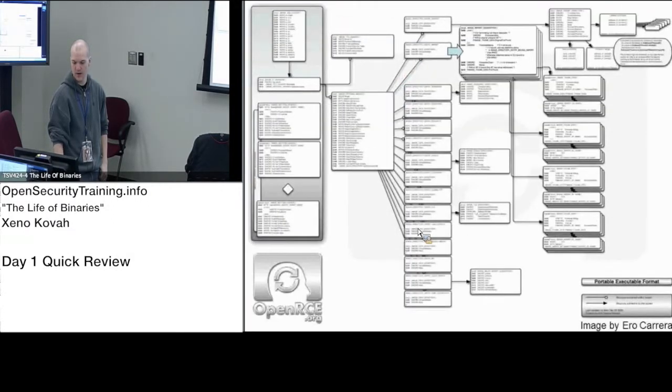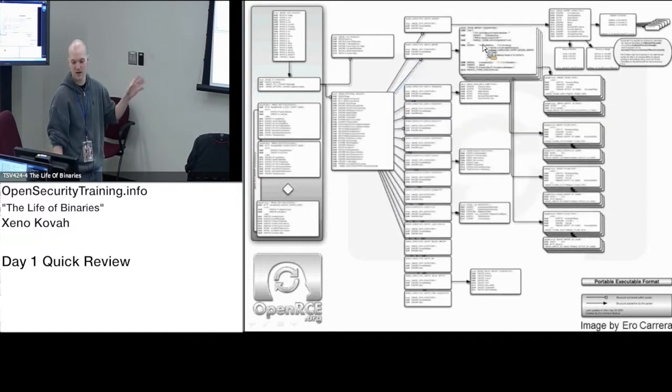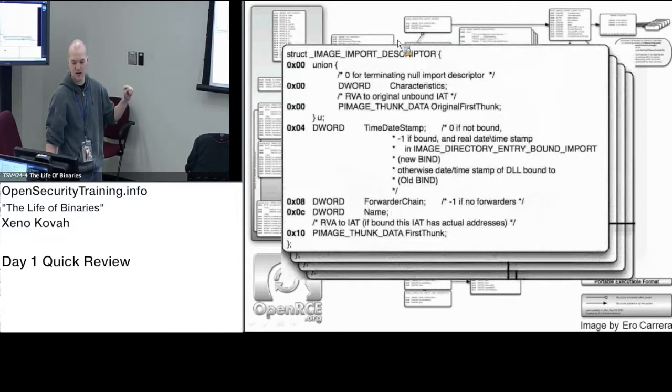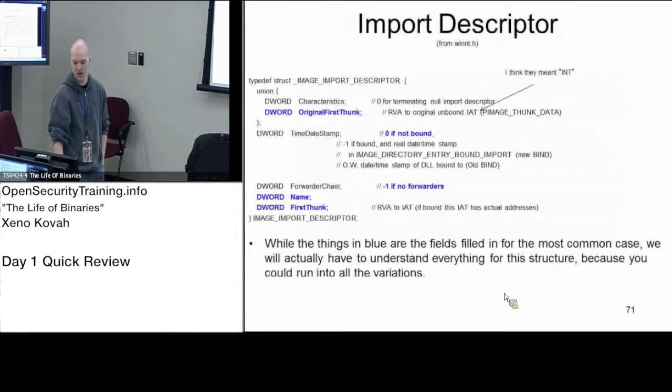All right, sections can be named whatever. Then we went deep into imports, but the important thing is that the main import information starts at the import directory entry, which is index 1. That data directory entry points at an array, which we call the import descriptor table or the import directory. This is an array of data structures, one per DLL that you're importing from. It had two things we cared about, basically. The first entry in this data structure points at the INT. The last entry points at the IAT.